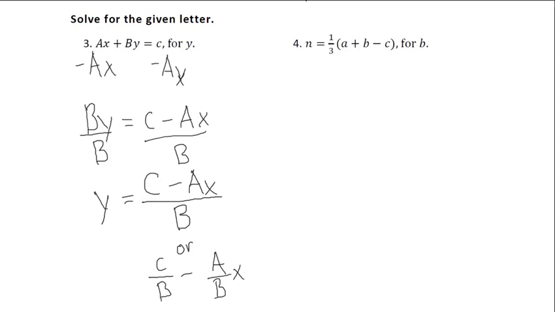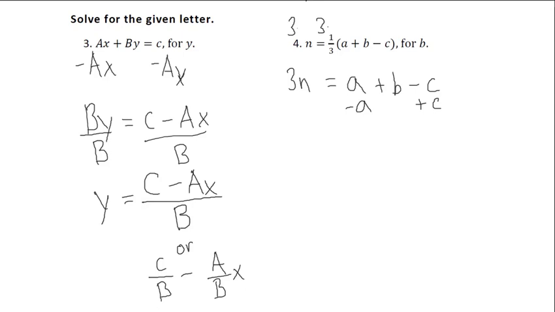All right, so here's another one where we need to solve for B. So I need to get rid of this 1/3. So I'm going to multiply both sides by 3. That will cancel out with the denominator, make it 1, which I can apply to everything. So I have 3N equals A plus B minus C. So I need to get the B by itself, which means I need to subtract A and add C.